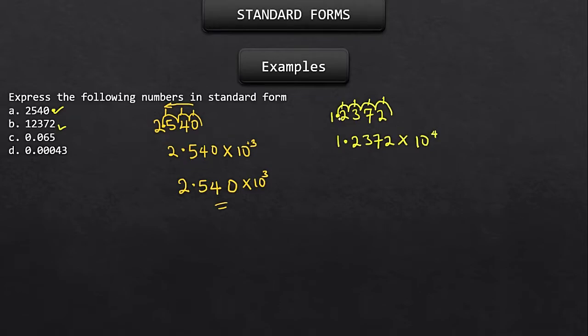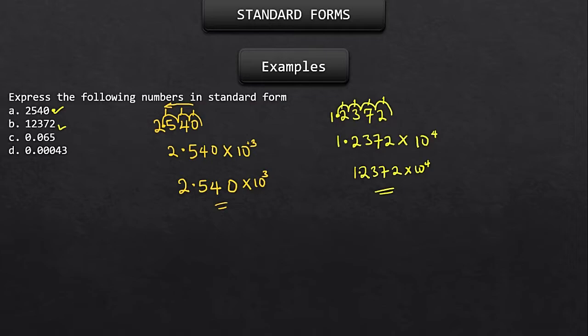Did we move to the left or to the right? We moved to the left, and we said if we move to the left, it's going to be positive. So we don't have to write the plus here. So our answer is 1.2372 times 10 raised to power 4. So that's it. But there is something I want you to take note of.